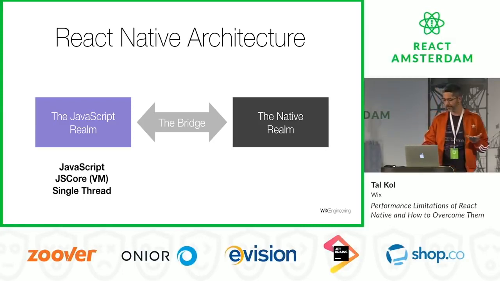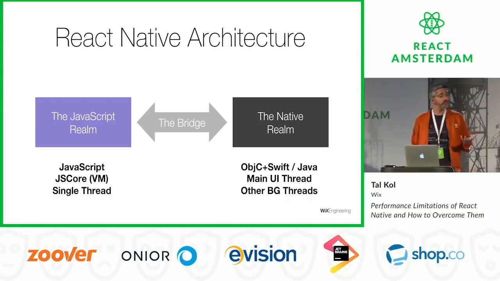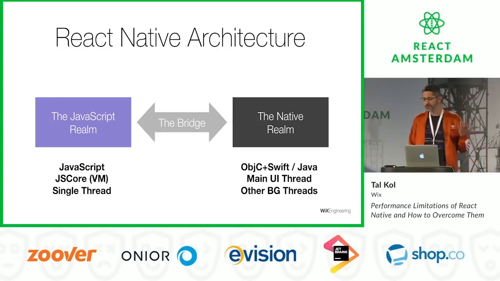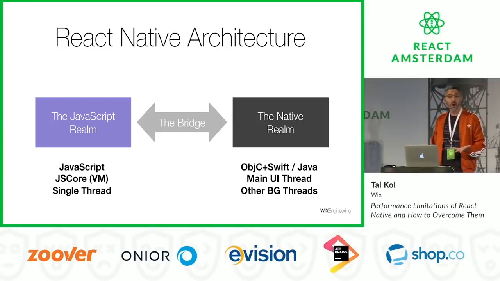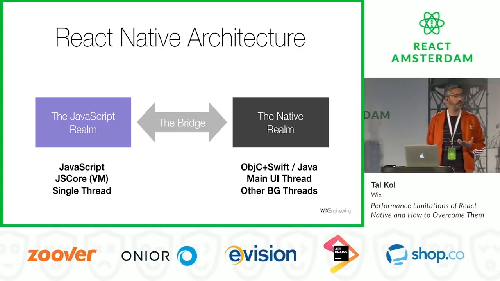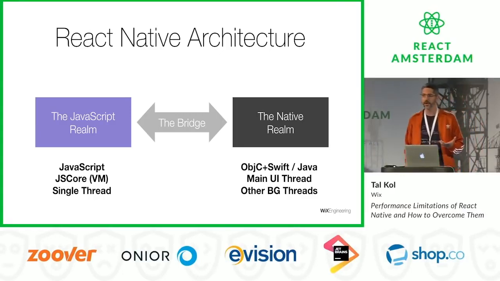So what about the native realm? In the native realm, you still develop in Objective-C and Swift if you are on iOS, or with Java if you're on Android. You use the native platform-specific languages that you used before, and you have a main UI thread as usual in all platforms. You can usually change UI only from the main UI thread, and you can create as many background threads as you want. So these two realms are different, and connecting these two realms is the bridge, the React Native bridge, which is a very important construct in this entire thing.